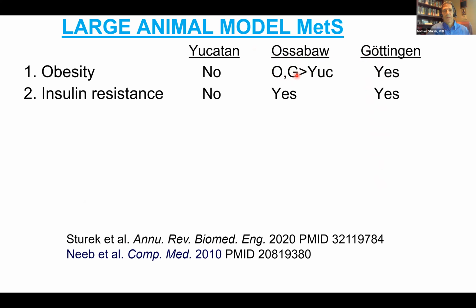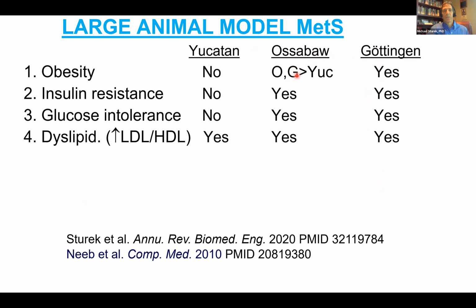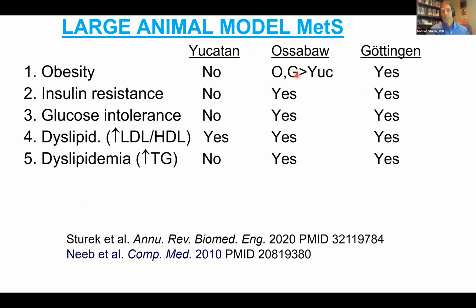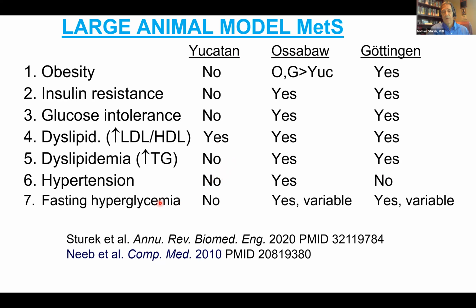And you can see as I go down the list here with insulin resistance, glucose intolerance, dyslipidemia as shown by increased LDL to HDL ratio, dyslipidemia as shown by increased triglycerides, and hypertension, that the Ossabaw has big yeses in every one of those columns. The Göttingen is pretty good, but the Yucatan really is more of a lean animal, rather than more for obesity. And finally, what's real important to us is whether they really develop type 2 diabetes. And it's judged by fasting hyperglycemia. And Ossabaws and Göttingens do, but it is variable for both of those. We don't get really robust effects.